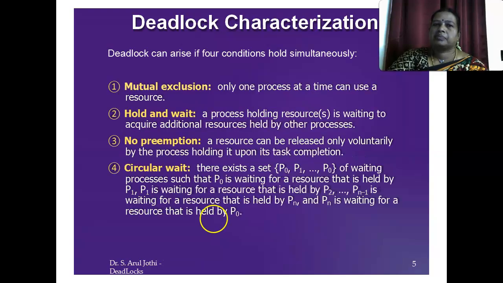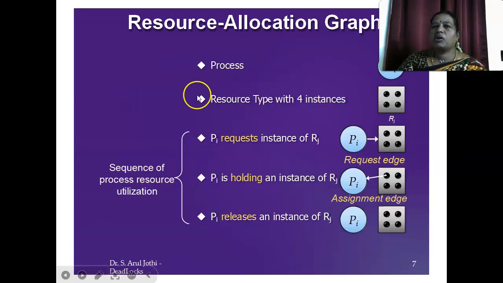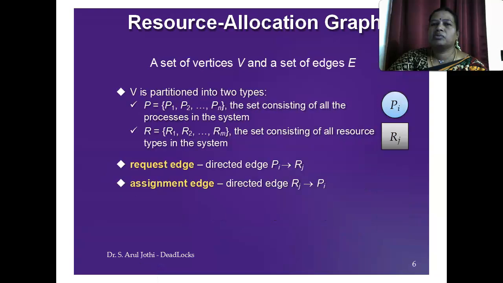Next we are going to see the resource allocation graph, how we are going to allocate the resource corresponding to the process request. Here in the resource allocation graph, there are two categories. One is the process and another one is the resource. The process is represented as a circle and the resource as a square. Here P equals P1 to Pn, a set of processes, and R equals R1 to Rm, a set of resources. In the resource allocation graph, we have two edges. One is the request edge and another one is the assignment edge.